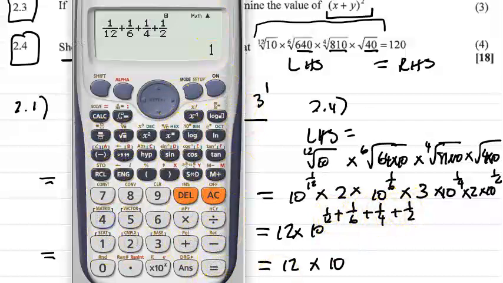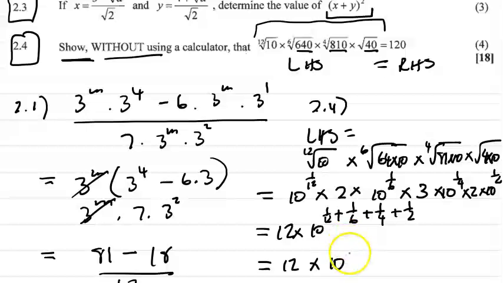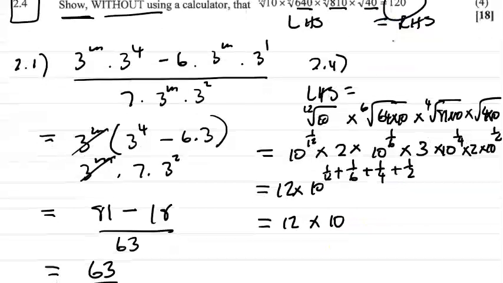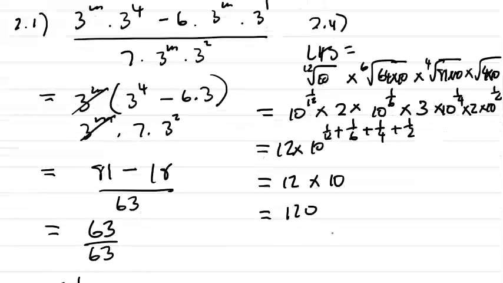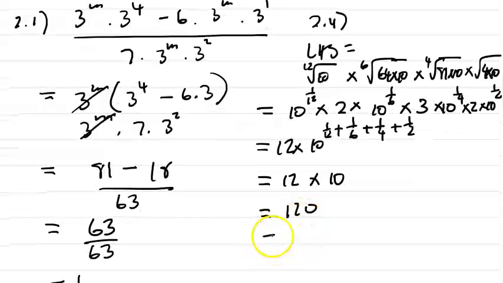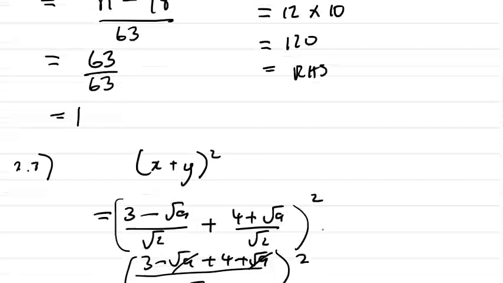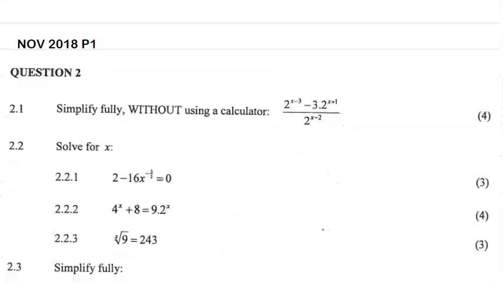2 equals 2. See, 10 to the, you're going to be left with 10 to the 1. Right, and then we know that the right hand side is equal to what? 120. So 12 times 10 is equal to 120. In conclusion, we can therefore write it's equal to the right hand side. Quickly, let's just look at the next question.